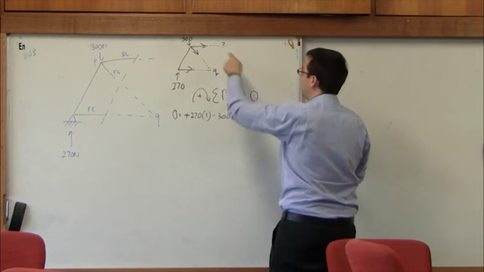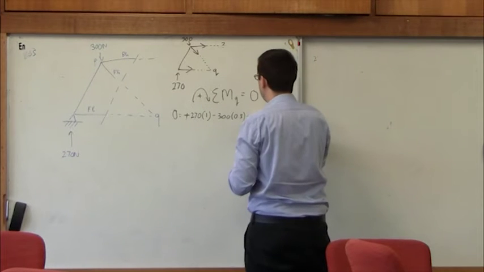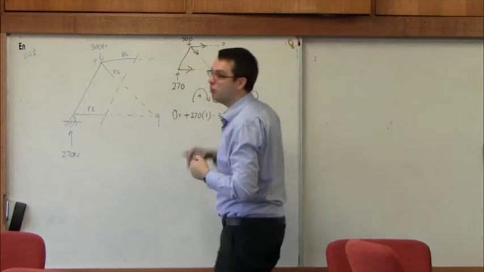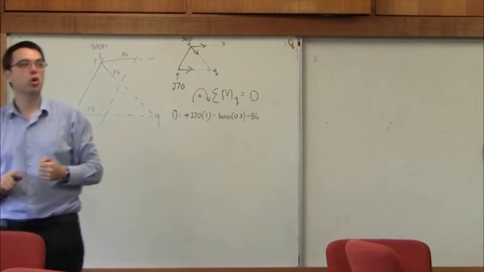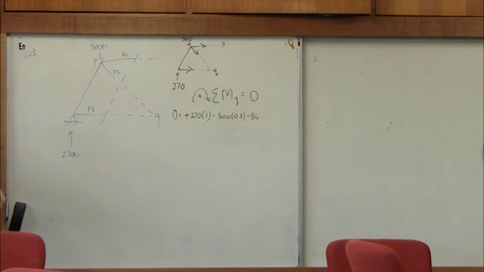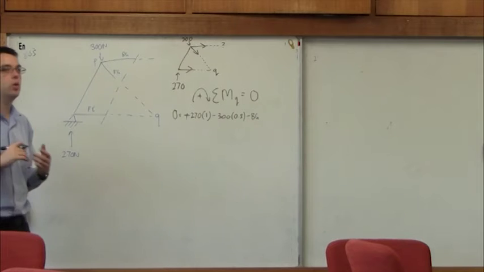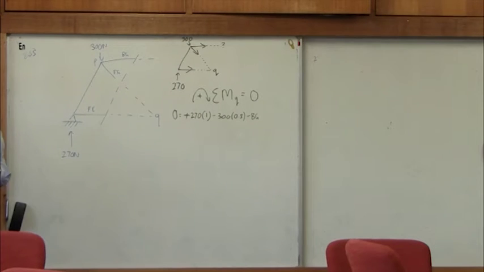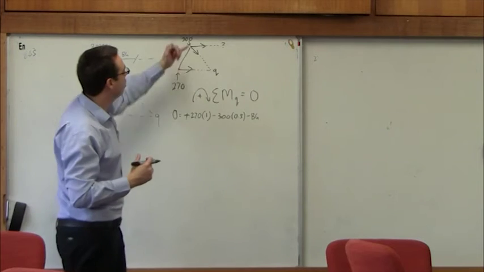Okay, next we've got BG, that's the one we're finding. So I write minus BG. Now, I've assumed that that arrow was going out of the node. The reason I'm assuming that is a convention. We're always going to assume that everything is going out of the node. If something's pulling out of the node, it's in tension. So we assume it's in tension, we assume it's pulling out of the node.